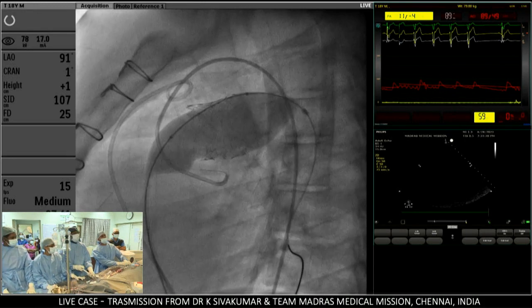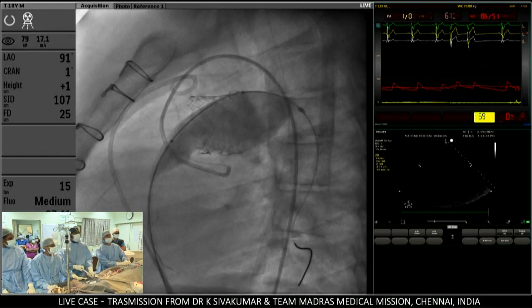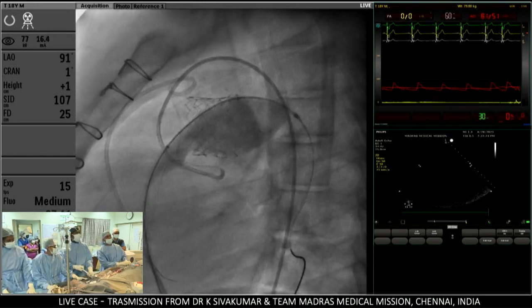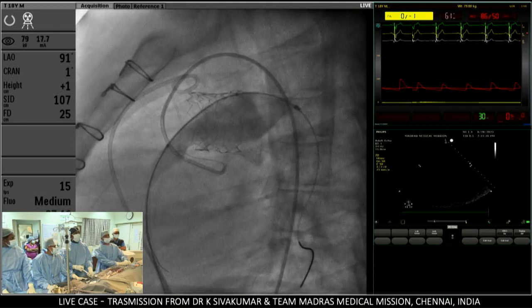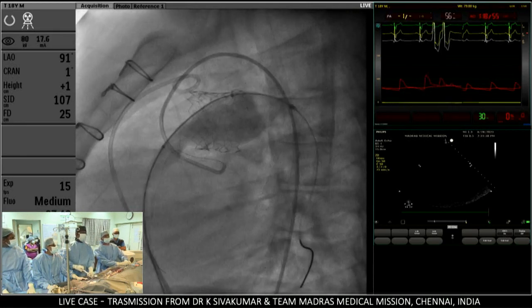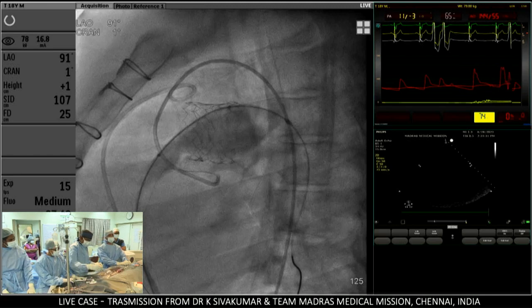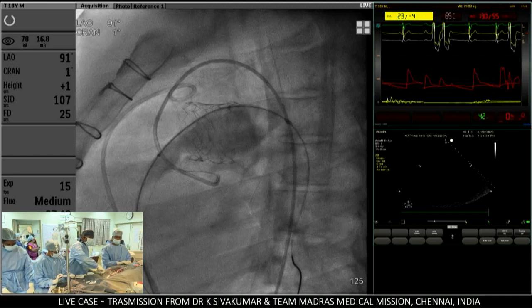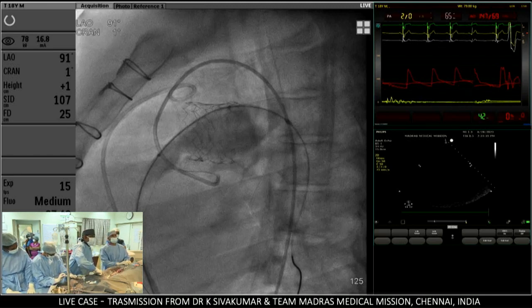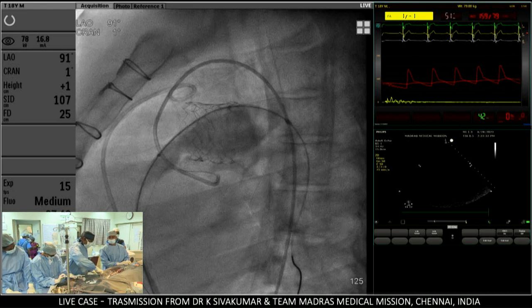Measure the length, not much recoil. Measure that, it's good. Just measure the length as well as the diameter. Use the calibration.